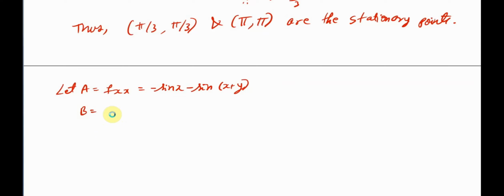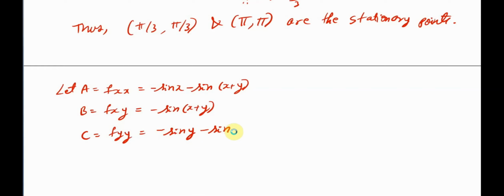You know already b, it is f x y. So you know the formula, it is rho square x upon. So I will just simplify this here. I will get here sin x plus y. Similarly I will take c, which is equal to f y y. We already done. It is sin y minus sin x plus y. So like this I have calculated a, b, c.